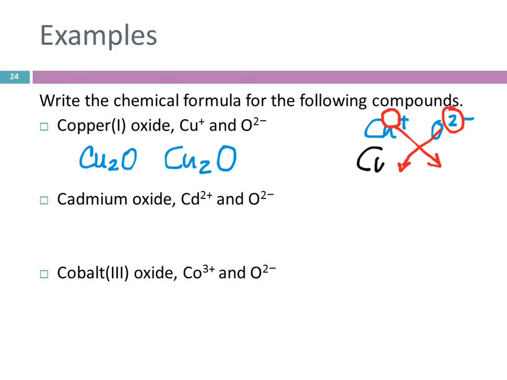So this is Cu2O with an unwritten 1. And that's what I call crisscross. Any questions?